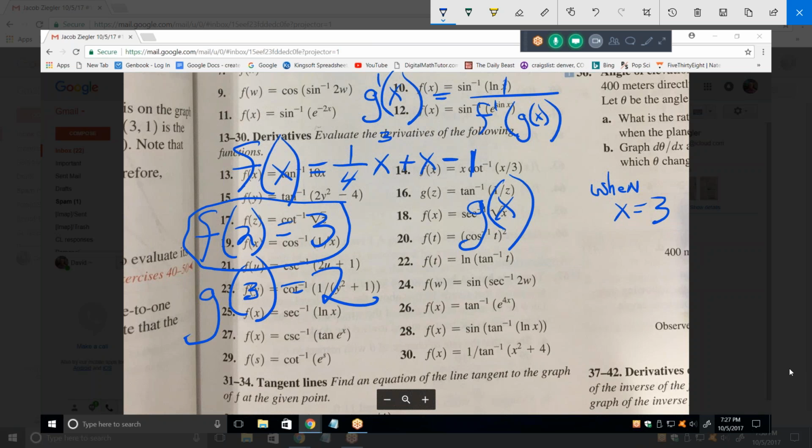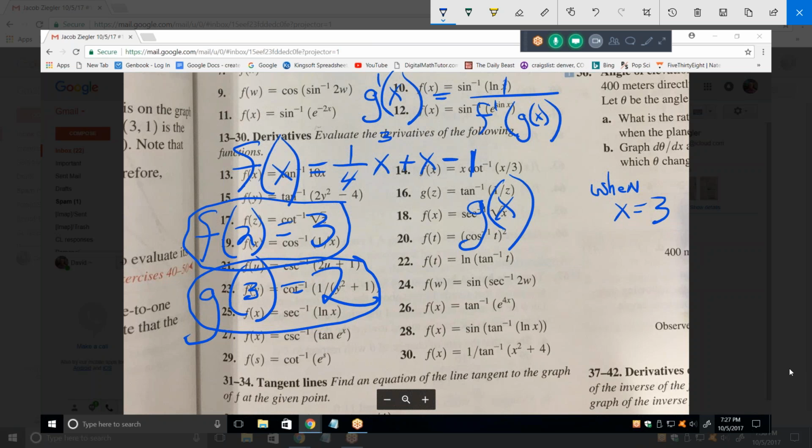Inverses have, you swap the domain and you swap the range. So in the f function, my domain is 2, my range is 3. In the g function, my domain is 3, my answer is 2. So knowing this relationship is the key to doing all these other problems.